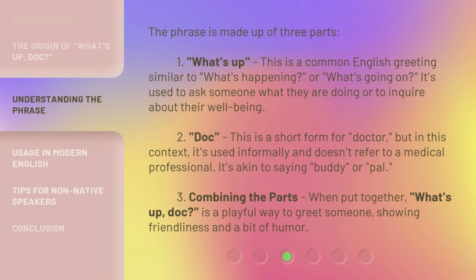The phrase is made up of three parts. 1. What's up? This is a common English greeting similar to, "What's happening?" or "What's going on?" It's used to ask someone what they are doing or to inquire about their well-being.